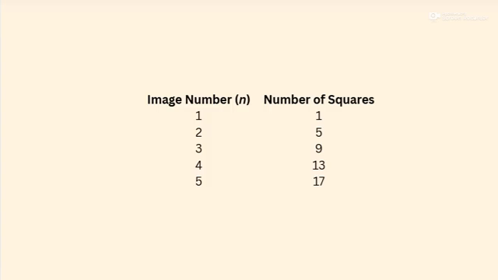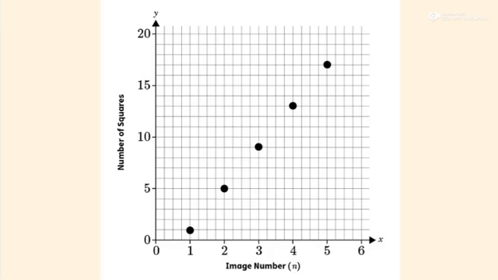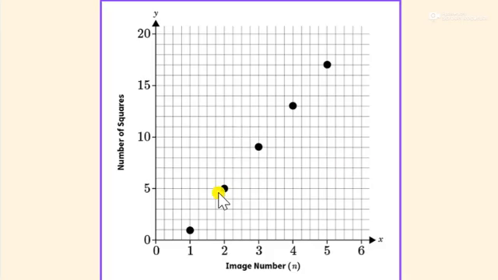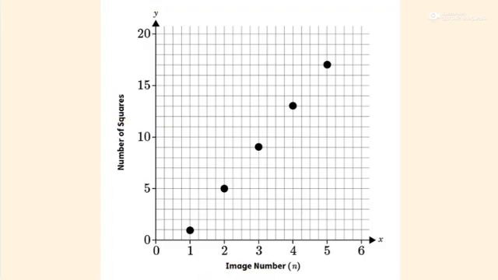So we know that one of our axes is going to be the image number 1, 2, 3, 4, or 5, which is showing those little squares in the pattern that they were making. And the other axis is going to be number of squares. Then we're going to create a graph with the image number n on the x-axis and the number of squares on the y-axis. So here's our graph. It has each of the points plotted that we had on our table. It has our y-axis labeled number of squares, and our x-axis labeled image number.